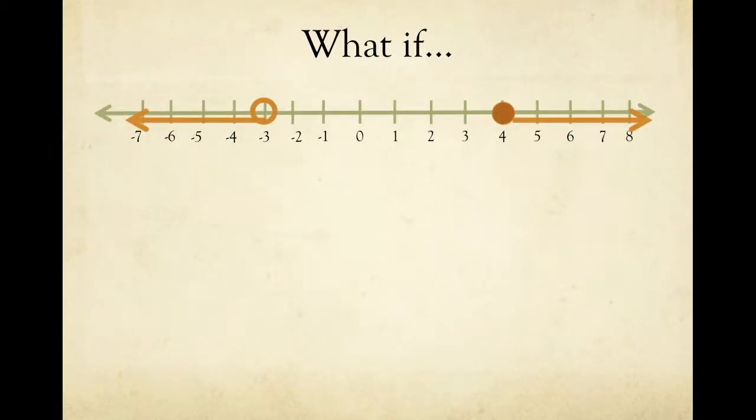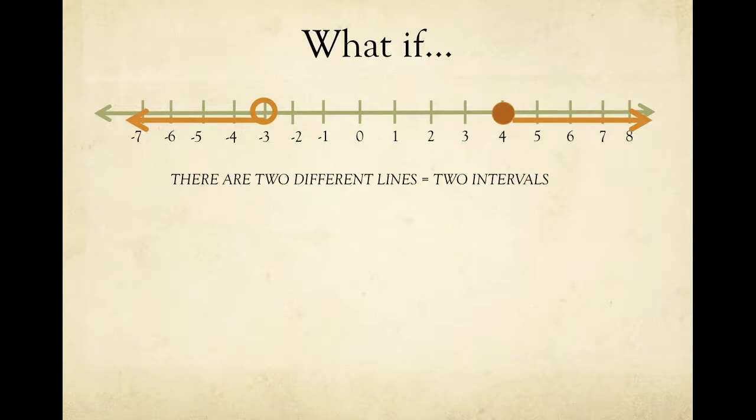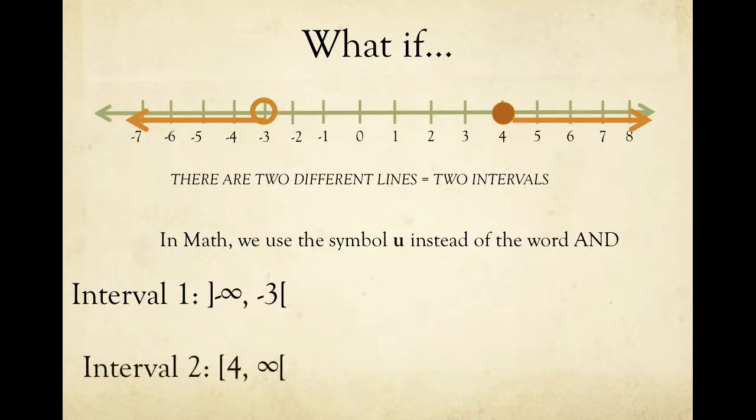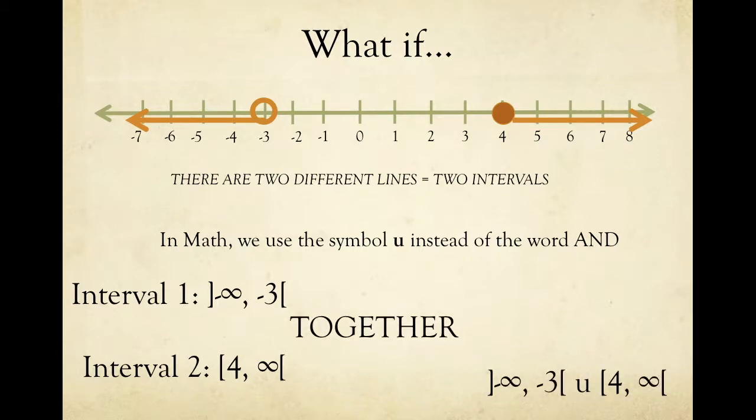What if you were given something like this, which we also saw in the last PowerPoint? Because there are two different lines, we have two different intervals. And in math, we use the symbol U instead of the word and. So the first interval, do you agree, is from -infinity to -3. And the second interval is from 4 to +infinity. Together, we put them side by side with a U separating them both.